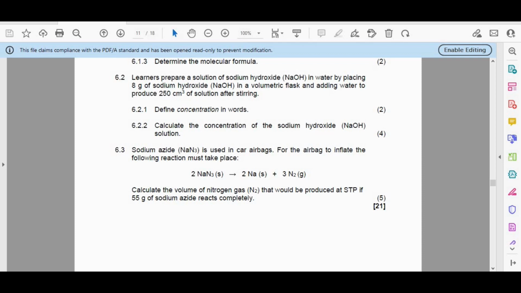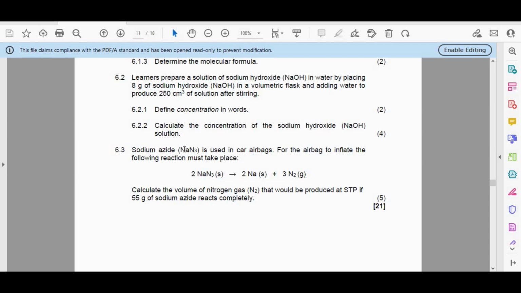Now, concentration we should all be familiar with, so I'm not going to go ahead and write it, but I'm going to say it audibly. Concentration is the amount of solute per liter, or the amount of solute per volume of solution. That should be quite intuitive when we learn concentration. Any other definition along those lines shall be accepted.